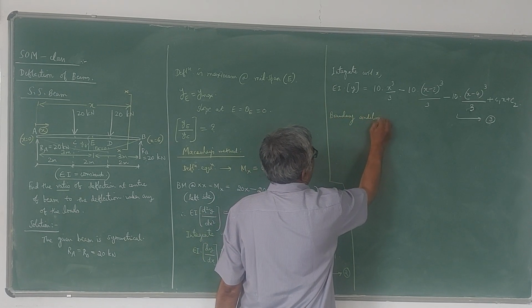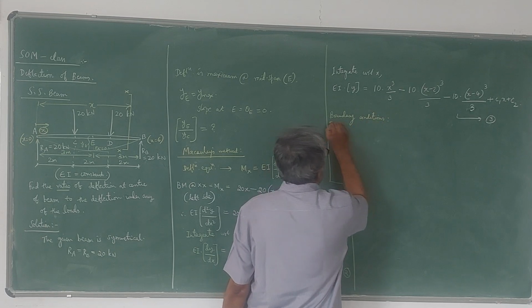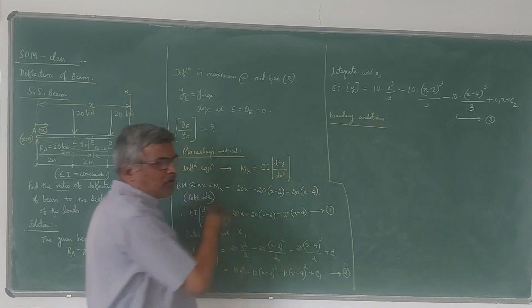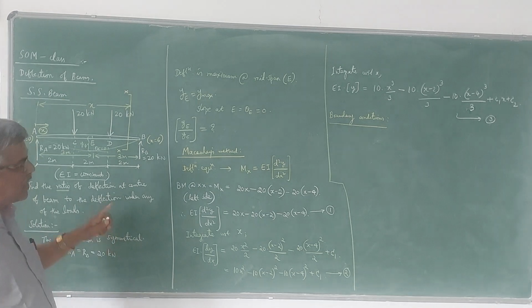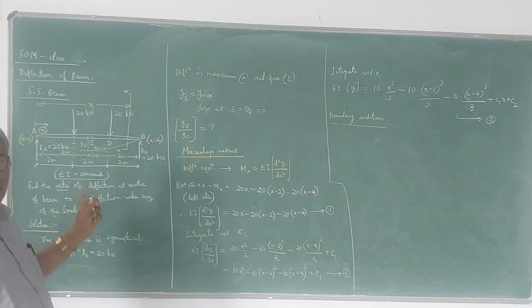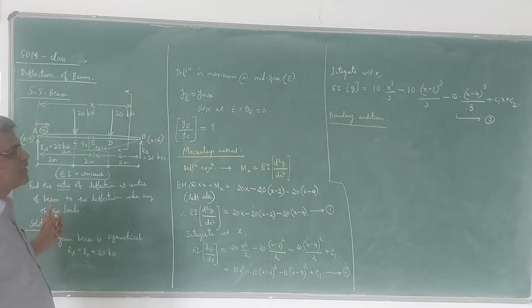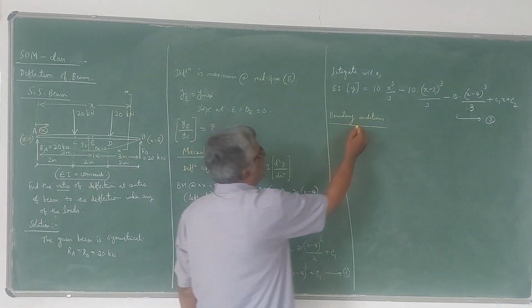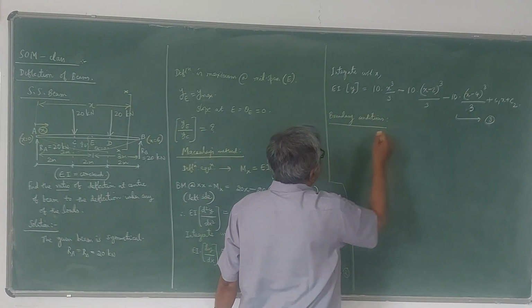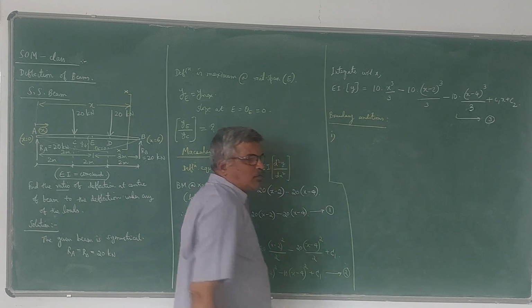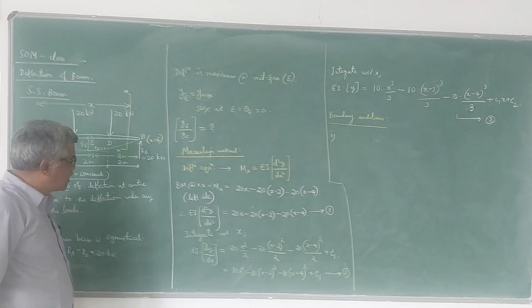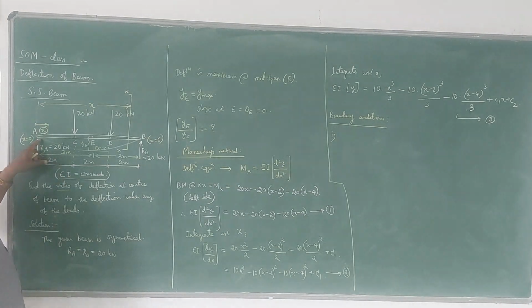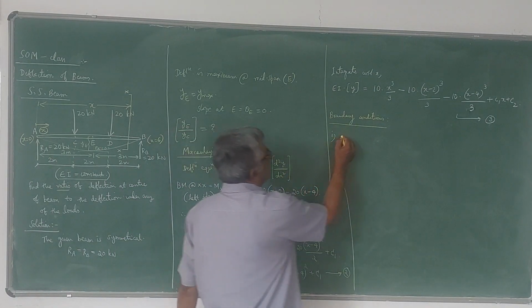This is a symmetrical beam. I explained that in the first class, simply supported beam subjected to UDL throughout. There are two unknowns here, C1 and C2, so we have to use two boundary conditions to find those two unknowns. The first boundary condition is at the support A. A is a simple support.